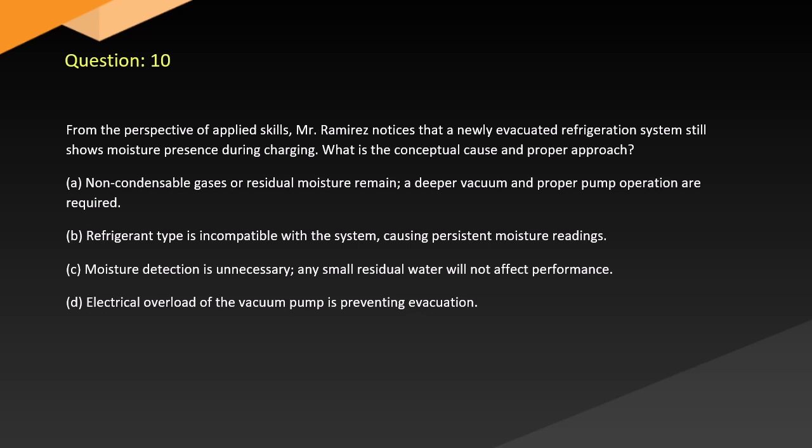A. Non-condensable gases or residual moisture remain. A deeper vacuum and proper pump operation are required. B. Refrigerant type is incompatible with the system, causing persistent moisture readings. C. Moisture detection is unnecessary. Any small residual water will not affect performance. D. Electrical overload of the vacuum pump is preventing evacuation.